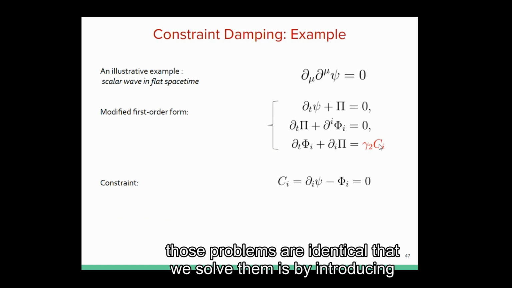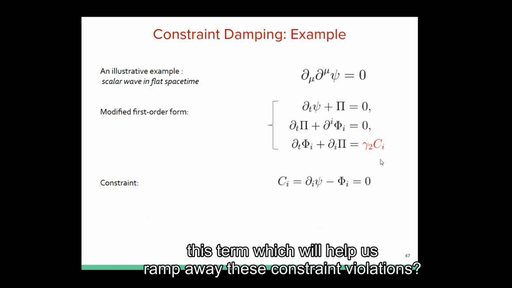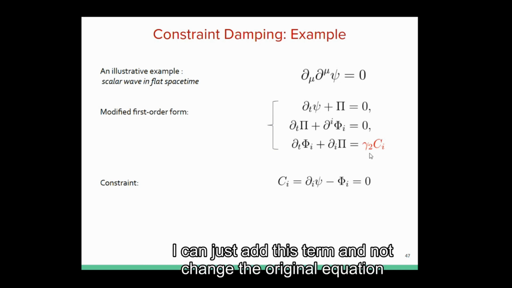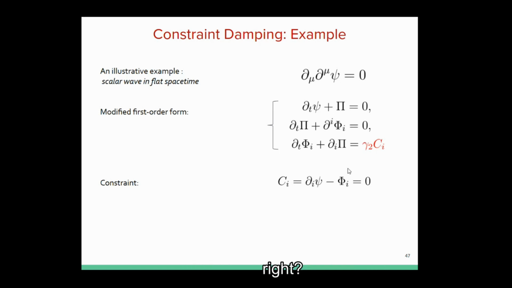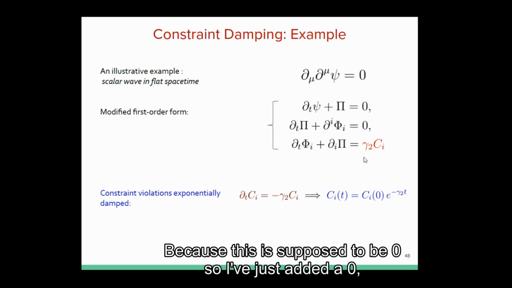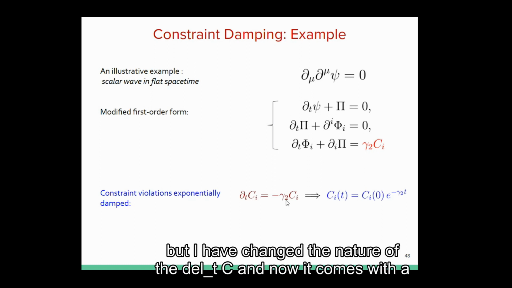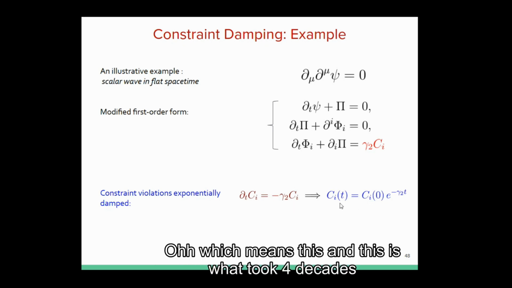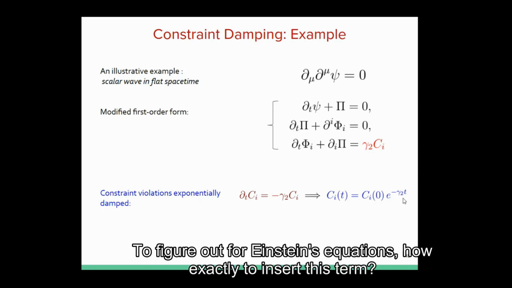How we solve them is by introducing this term, which will help us damp away these constraint violations. So I can do this, right? I can just add this term and not change the original equation, right? Because this is supposed to be zero at all times. So I've just added a zero. But I have changed the nature of del t C. And now it comes with a negative coefficient times C. Which means this. And this is what took 4 decades to figure out for Einstein's equations. How exactly to insert this term?